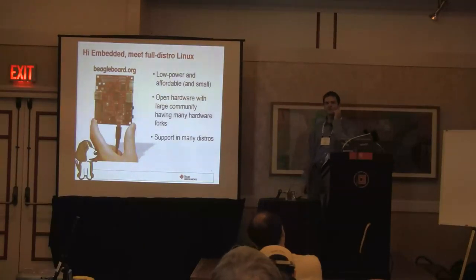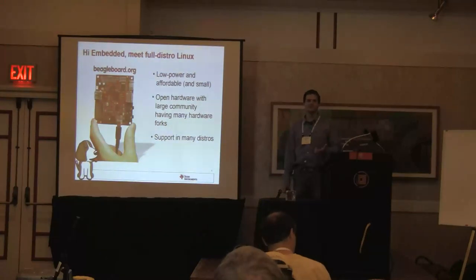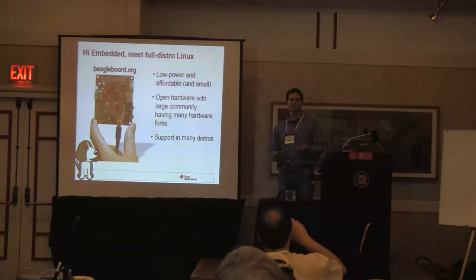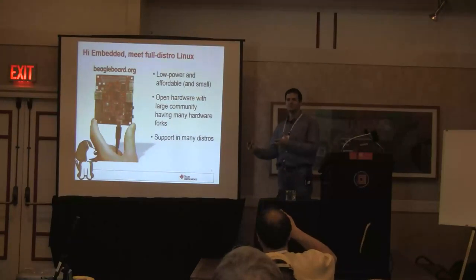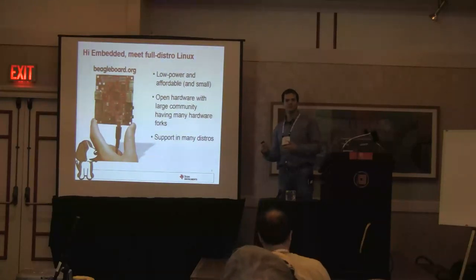So in 2008, we launched the BeagleBoard. I think what was really different about it was that it's an embedded platform, but it's full distribution Linux, right? It blends the desktop world with the embedded world. It looks like a desktop, right? You hook a monitor to it, you hook up a keyboard and mouse, you run Ubuntu on it, and... Why?